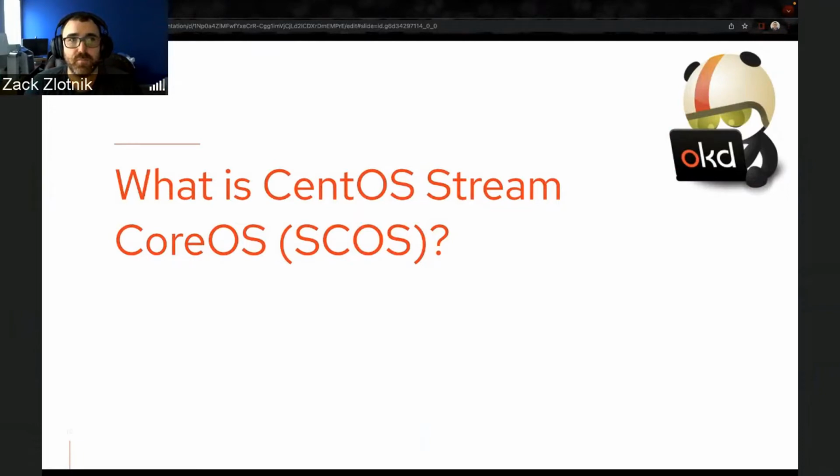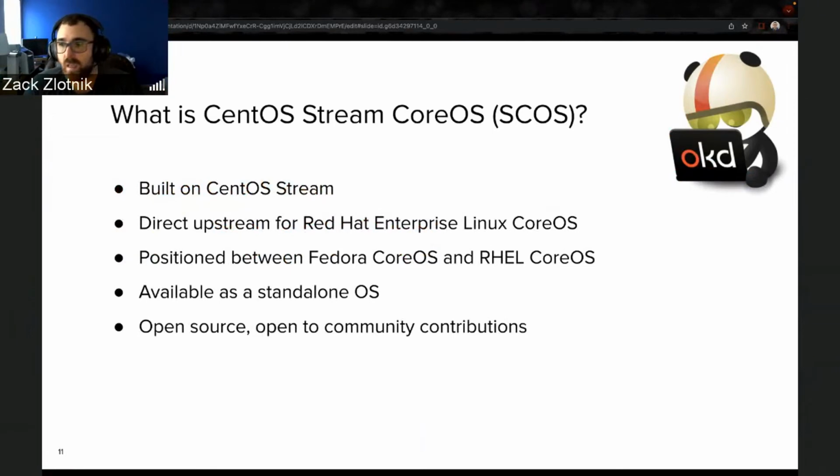What is CentOS Stream CoreOS, or SCOS for short? CentOS Stream CoreOS brings all of the popular features from CoreOS to CentOS Stream. CentOS Stream CoreOS itself is a direct upstream of RHCOS, which is Red Hat Enterprise Linux CoreOS. It provides a middle ground between Fedora's rapid release cadence and RHEL's more measured pace. CentOS Stream CoreOS itself is also an open source project, which welcomes contributions from the community as well.